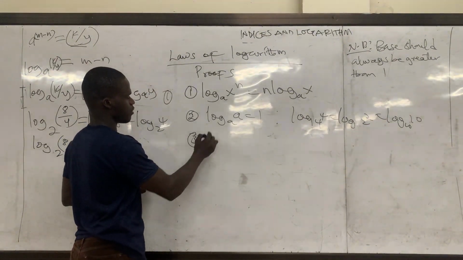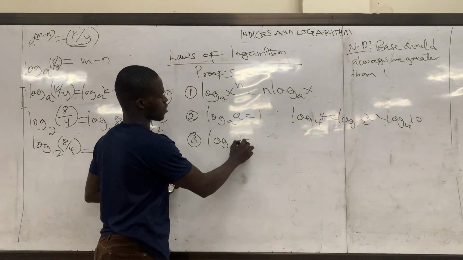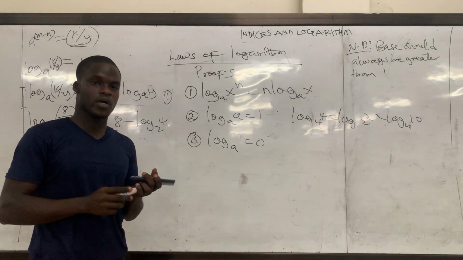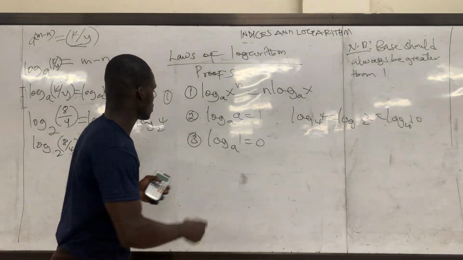Let's look at number 3. The log of 1 to any base at all is always equal to 0. So that's also another thing we have to take note of.